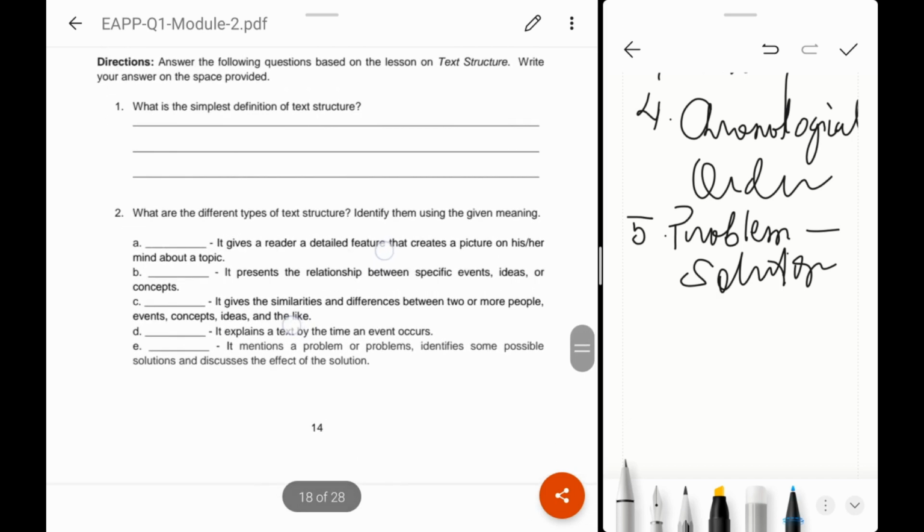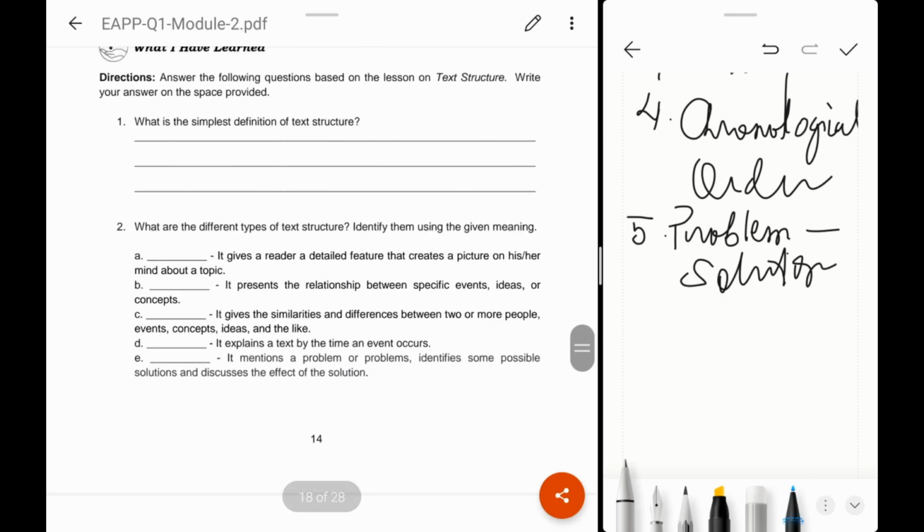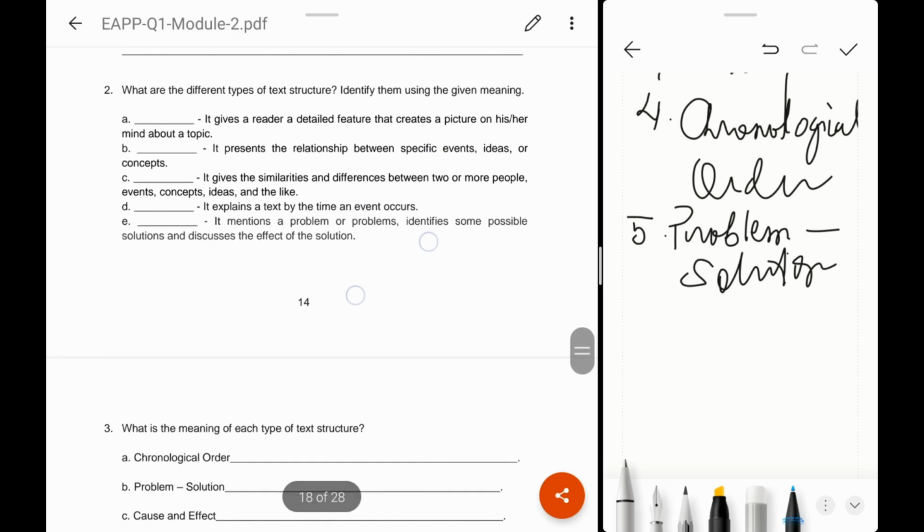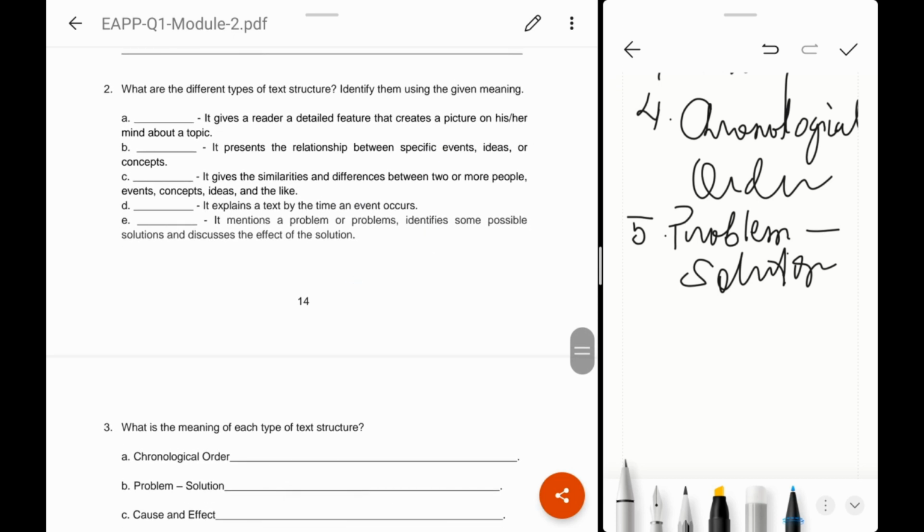Write your answer on the space provided. What is the simplest definition of text structures? Based on your understanding of our lesson, how will you define text structure? Maikli lang, simplest definition lang daw. And then, in here, it's just an identification. Just identify what is being defined in those letters.